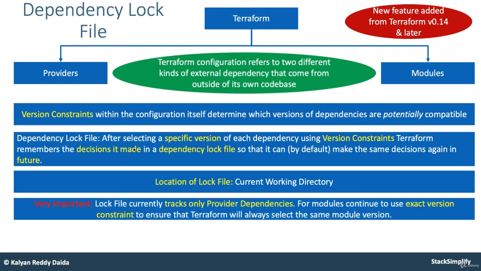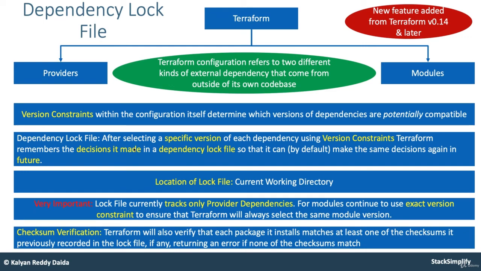A very important thing here is that the lock file currently tracks only provider dependencies. For modules, continue to use exact version constraints to ensure that Terraform will always select the same module version. In addition, it also does checksum verification. Inside this lock file, in addition to version constraints and the version it downloaded, it also has checksum information. Terraform will verify that each package it installs matches at least one of the checksums it previously recorded in the lock file, if any, returning an error if none of the checksums match.